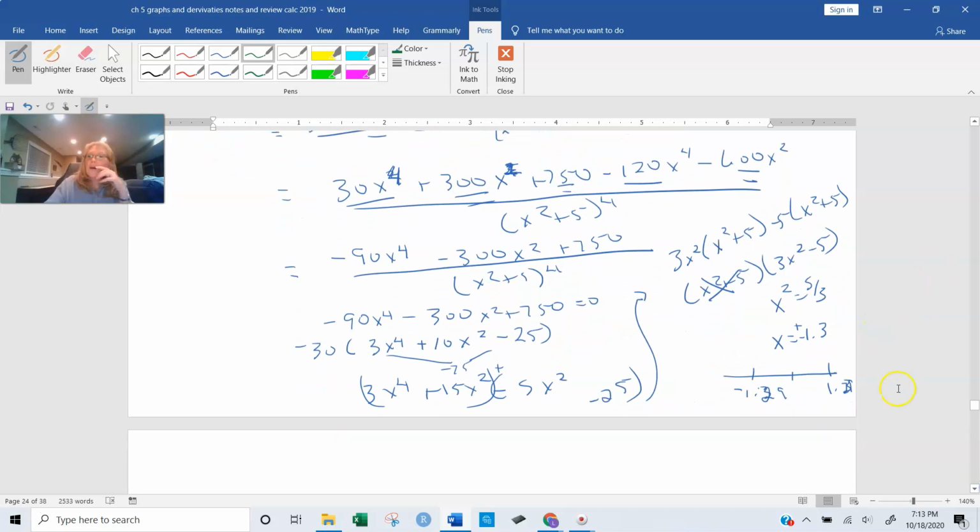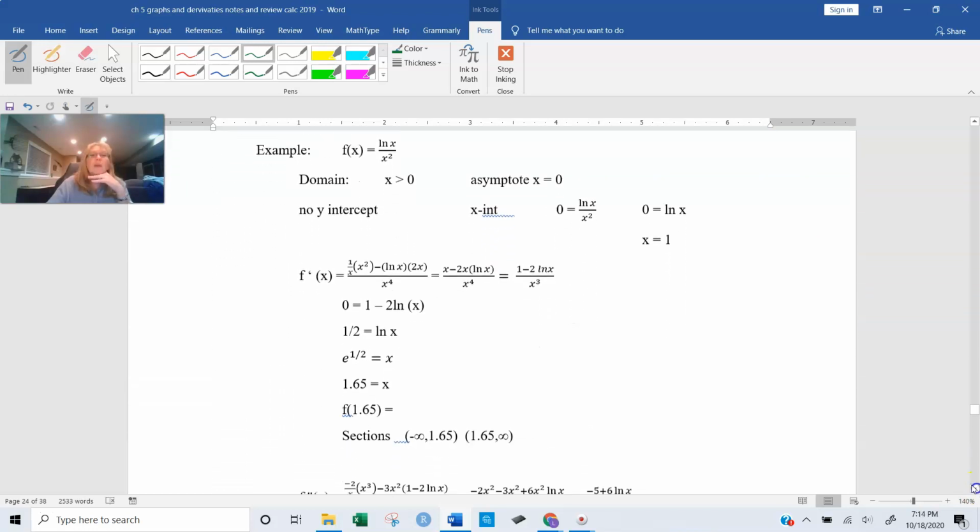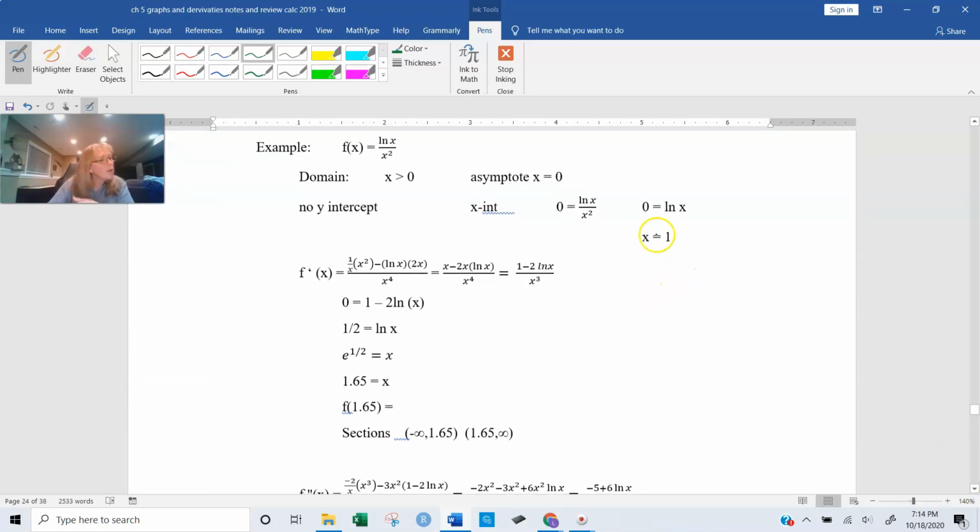Got to do a couple of logarithms here, and then we're finished. I should have probably broken this one down into 2 also. I'm sorry about that. Okay, first of all, we look here. We know x cannot equal 0, so it's an asymptote at 0 because of the denominator. Y-intercept, when you let x equal 0, you cannot do that. So 0 equals natural log of x. Okay, when we do that part, we get x equals 1.